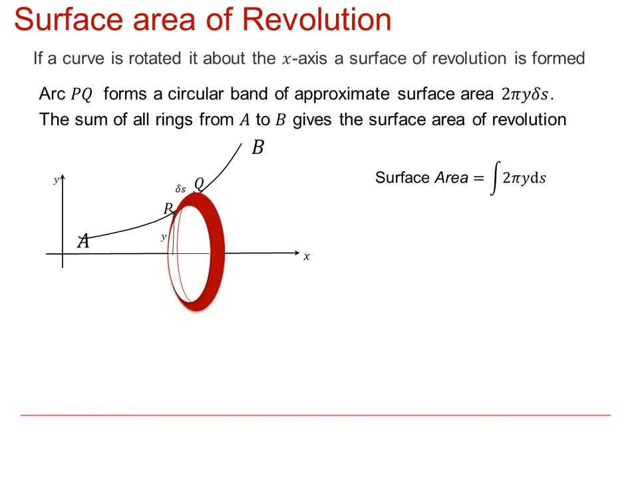Well, we saw in a previous video that if we have a curve rotated about the x-axis, then we could consider the surface area as being the summation of lots of bands, with each band having an area 2 pi y delta s, where y was the radius of the band. And that gave us a surface area in total being an integral of 2 pi y ds.